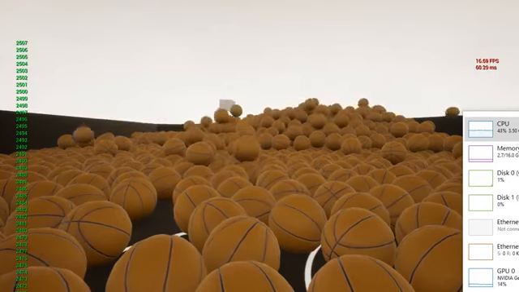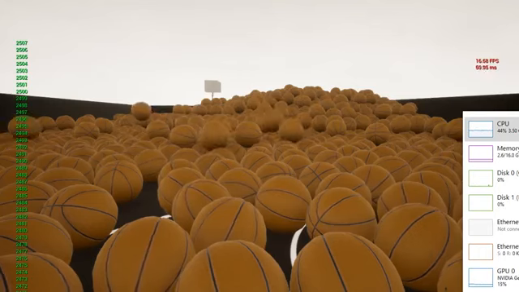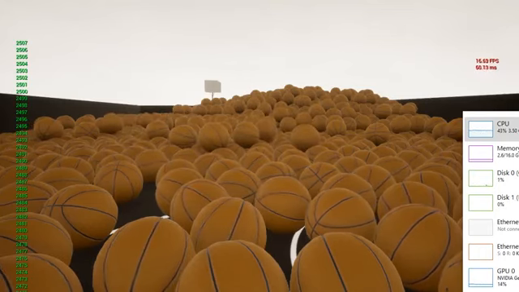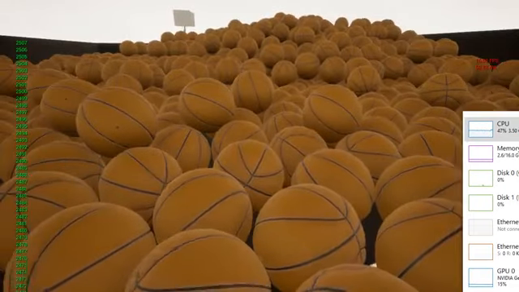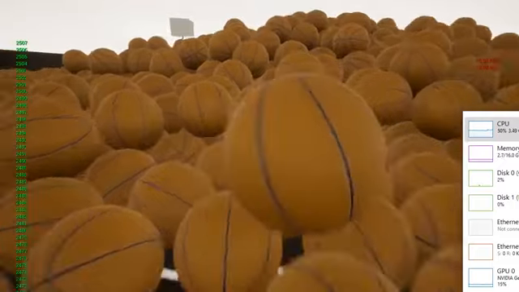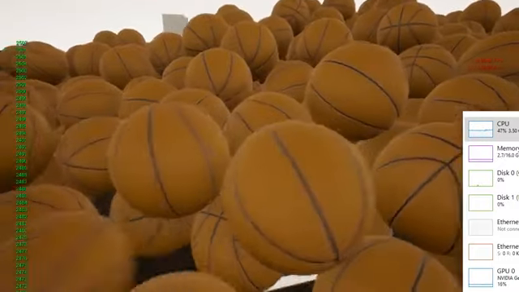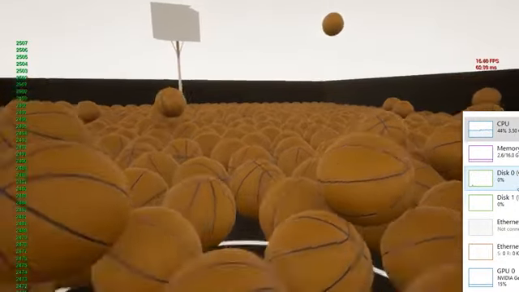Okay. I remember back in the day, Duke Nukem, man, they might have one little item that could have physics on it, and everything else was just textures. And yeah, so there we go. We still got 16 frames per second with 2,500 basketballs on a mid-range machine. Phenomenal.